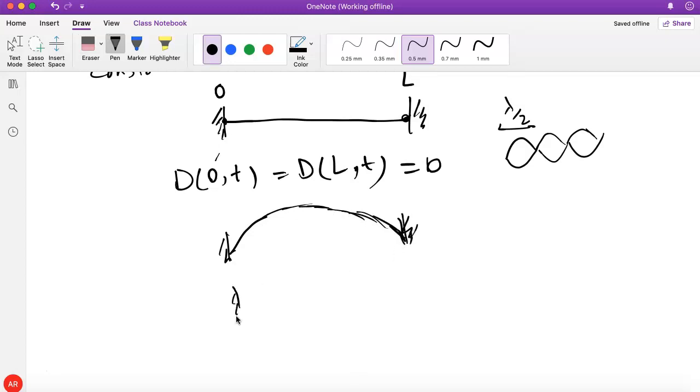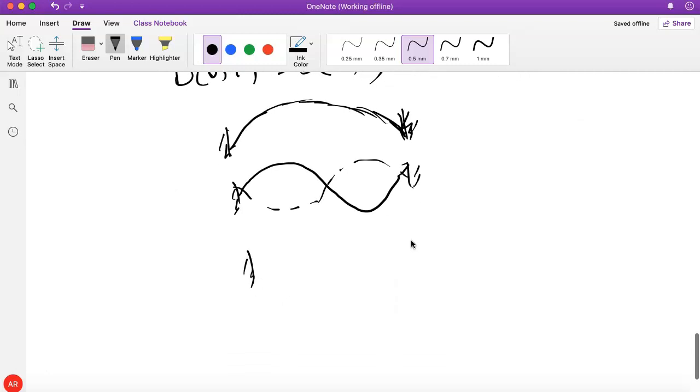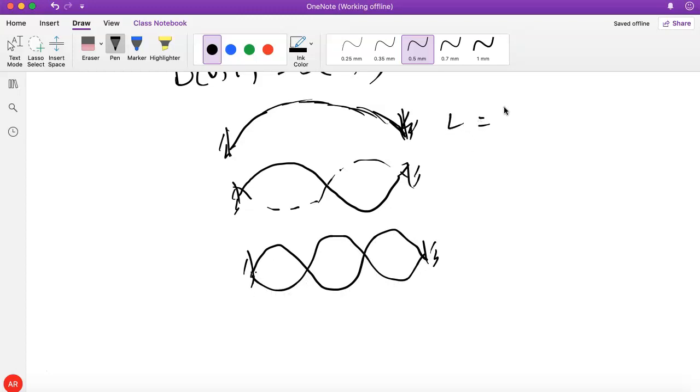Or I can fit 2 of them. So that adds 1 more node. Okay. You can think about the full pattern of the standing wave. Or I can fit 3. So 1, 2, 3. Okay, so in this case, L is just lambda over 2. In this case, L is 2 times lambda over 2. In this case, L is 3 times lambda over 2.